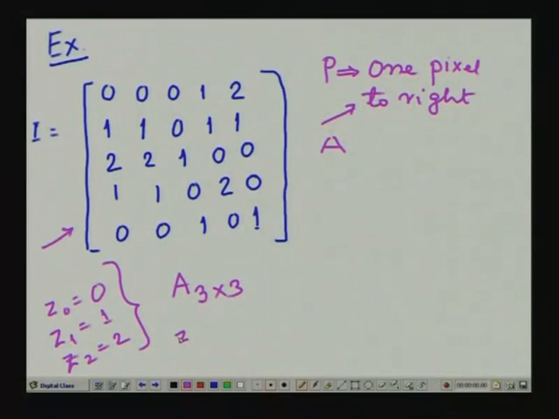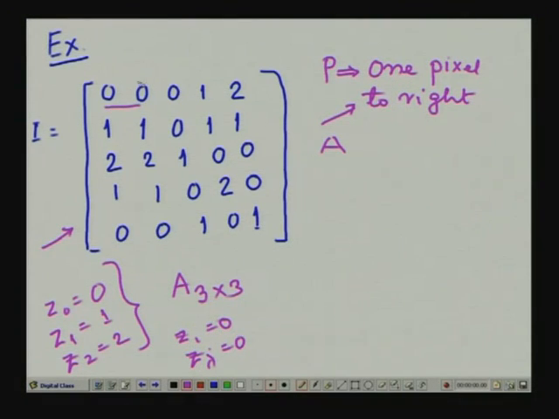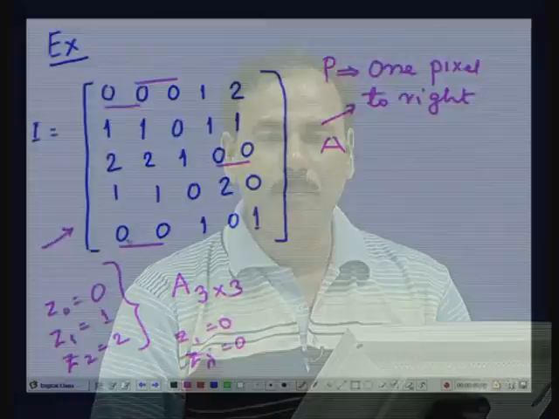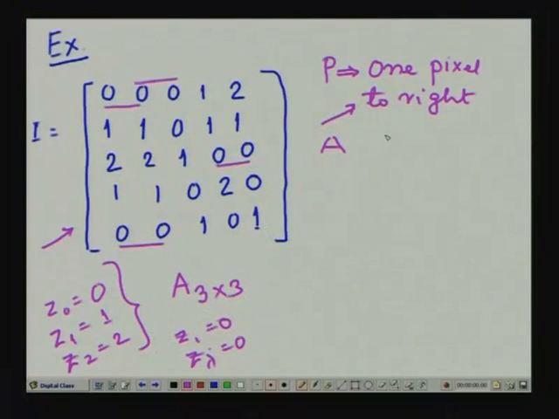Firstly, let us assume that Zi is equal to 0, Zj is also equal to 0. Since the position operator P is 1 pixel to the right, I come to a pixel Zi having value 0, and I have to go to the next pixel to the right where the value will also be 0. So, I count how many times this 0 0 pair, in the horizontal direction at a distance of 1 pixel, appears within the given image. Here I have one such pair, this is another, this is another, and this is one more. So, the number of times the 0 0 pair appears is 4. So, when I compute this matrix A, A 0 0 will be equal to 4.